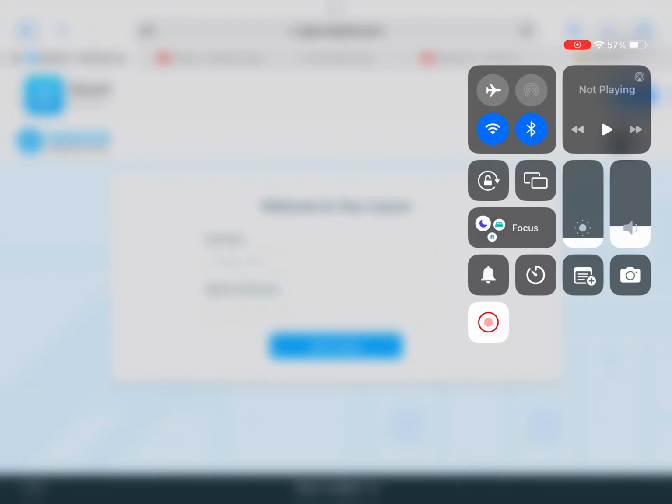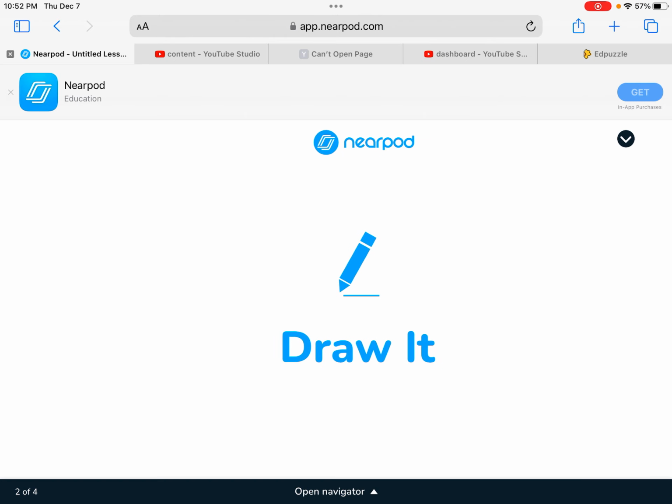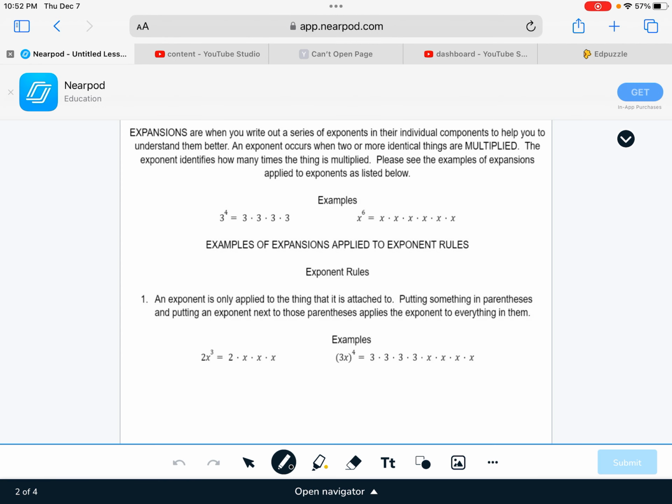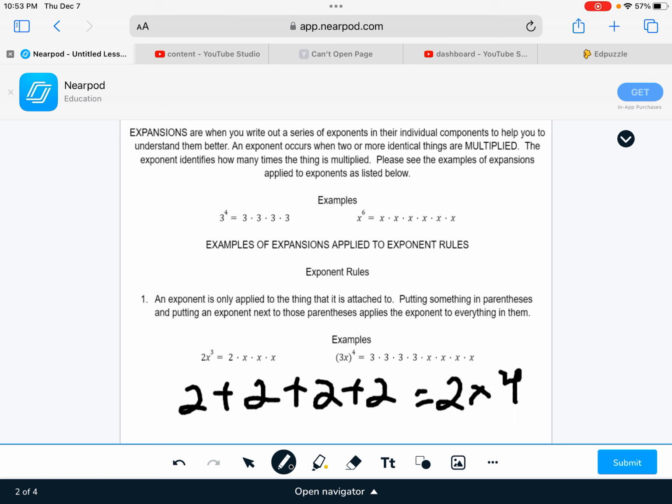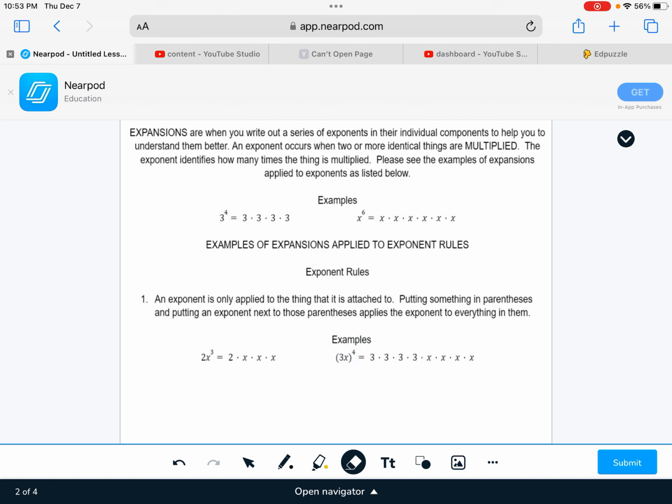So, first and foremost, what I'm looking at here is going to be the same notes that you guys are looking at. Okay? Exponents are able to be expanded. You know how, when you have addition, if you have 2 plus 2 plus 2 plus 2, that's the same as saying 2 times 4. Exponents work the exact same way, but these are going to be in terms of multiplications instead of in additions.